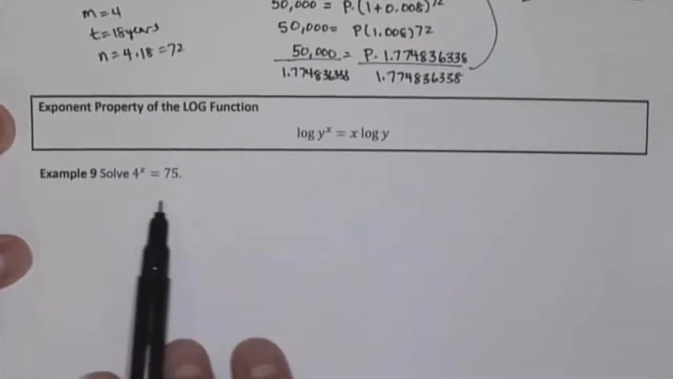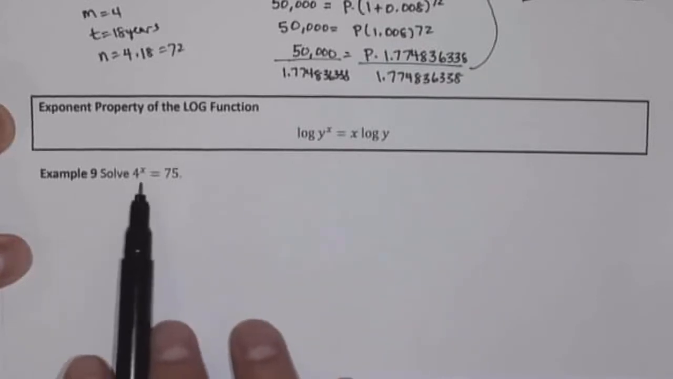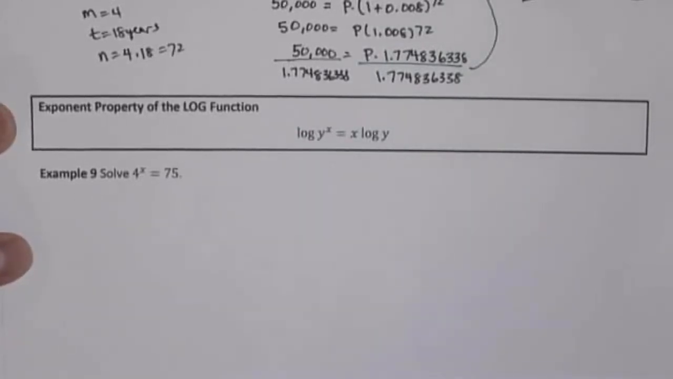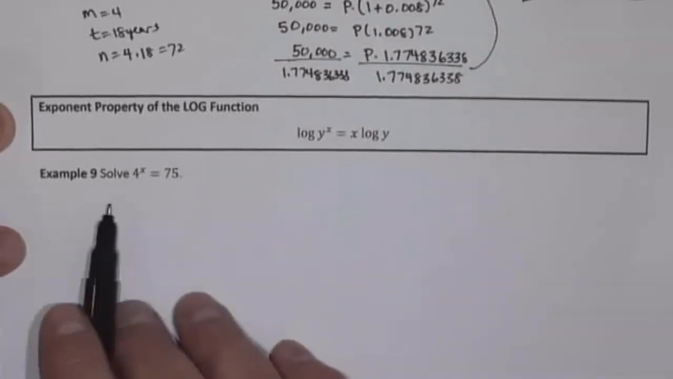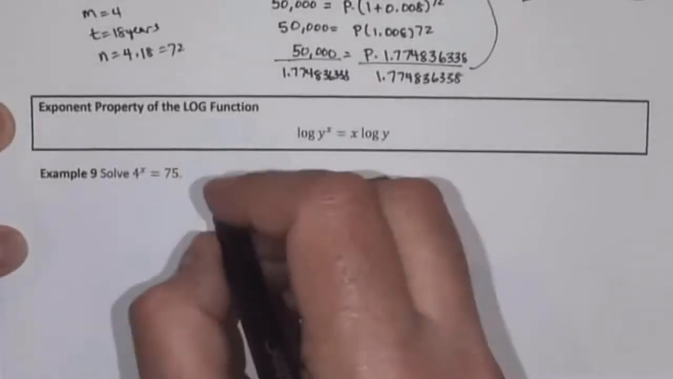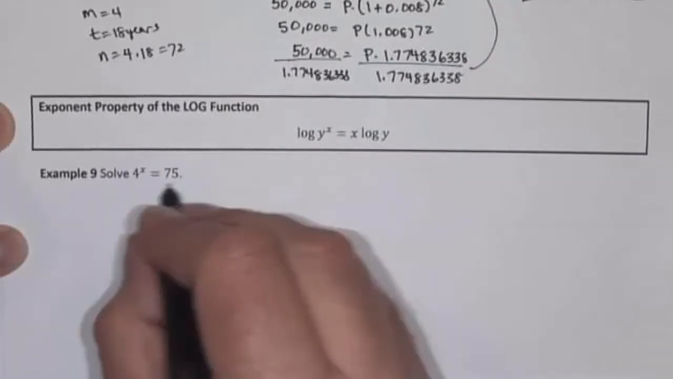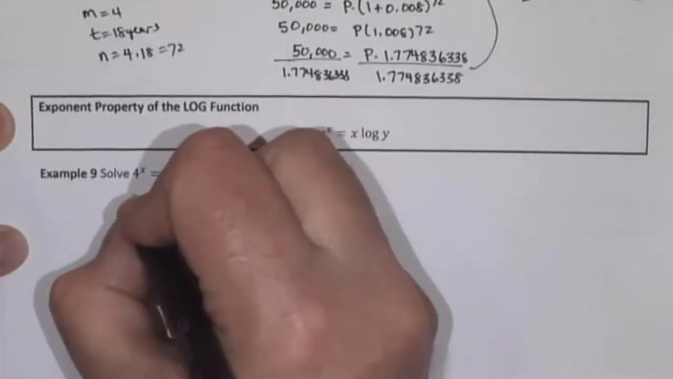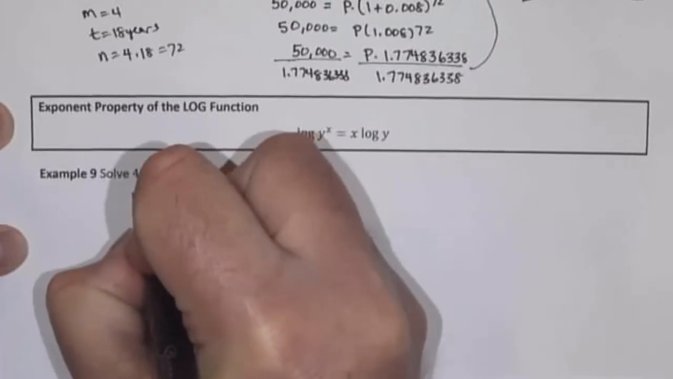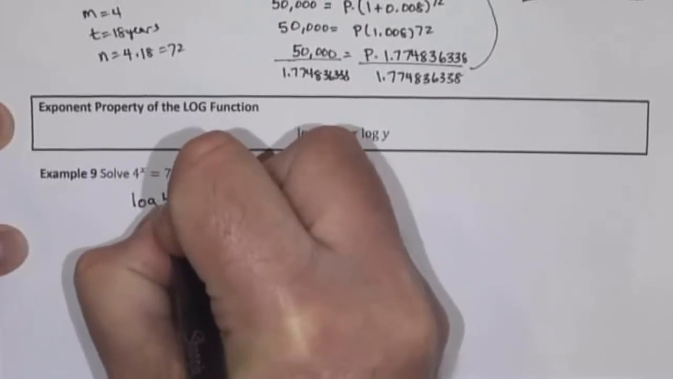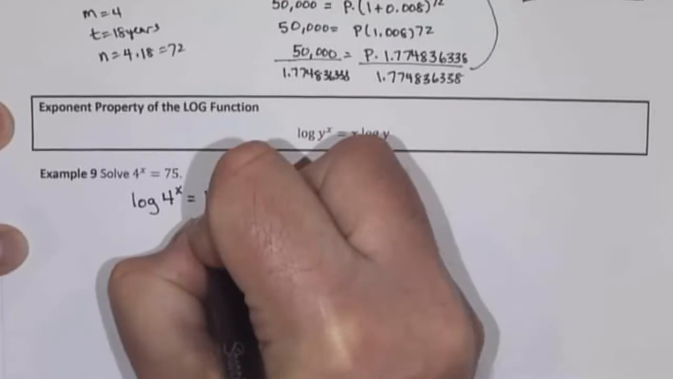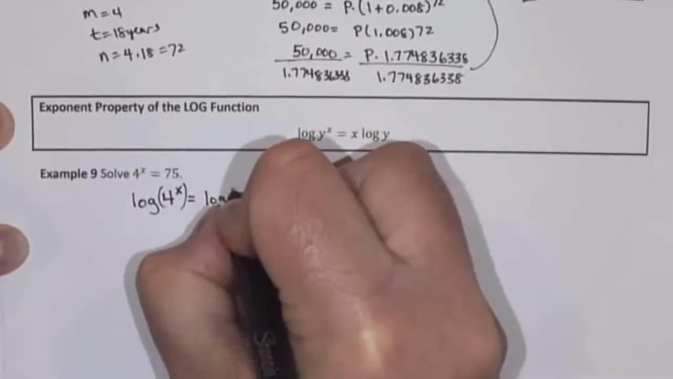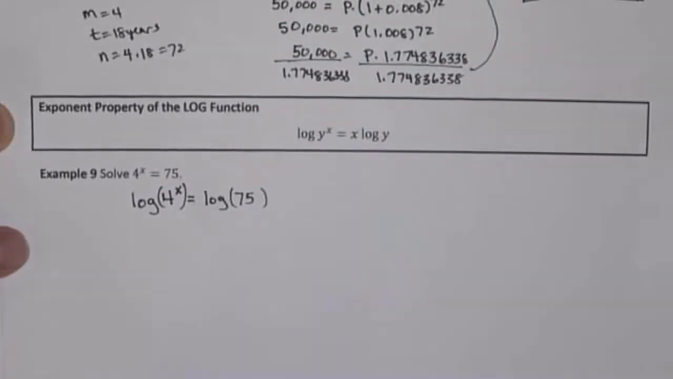Just as a quick review, we can use this to solve equations of the form 4 raised to the x power equals 75. If we want to solve this, we can begin by taking the log of both sides of the equation. So if 4 raised to the x power equals 75, then the log of 4 to the x power is equal to the log of 75. And I'm going to put those in parentheses.